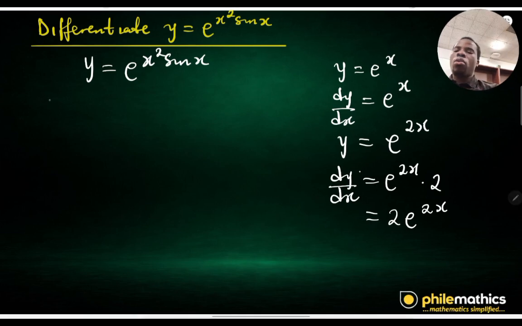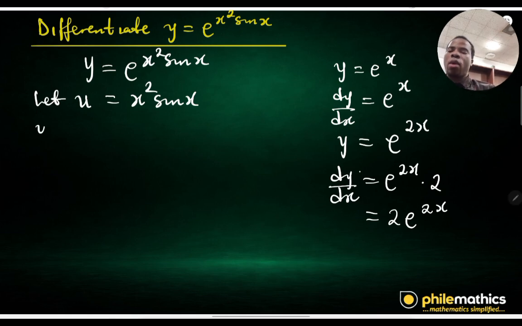Now let us call u to be x squared sine x. A quick glance at this function, we can see that it's a product of two functions, a quadratic function and a trigonometric function. So we can use product rule here.